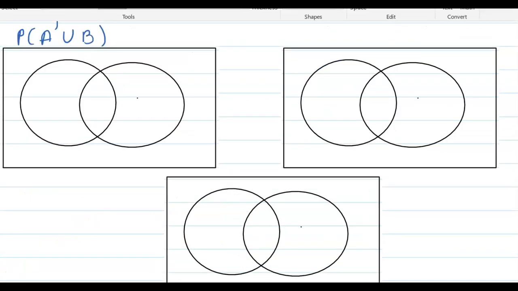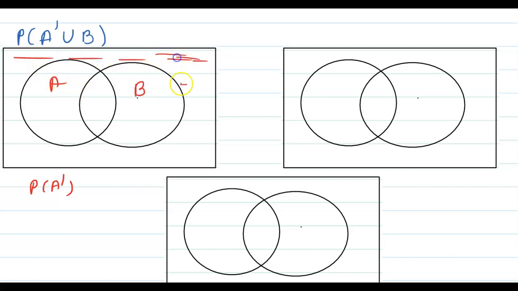In this diagram, we are going to show you P of not A union B. So first in this diagram, I'm going to show you what will be not A. If this is A and this is B, not A means everything except A. So you can shade everything except A.